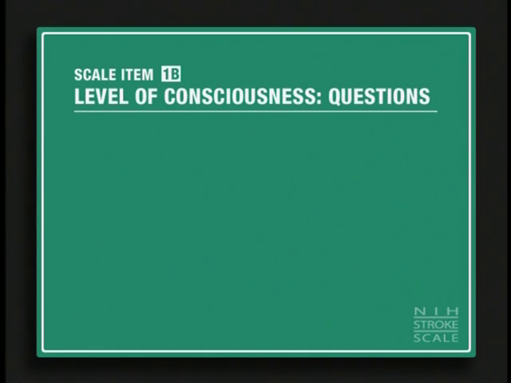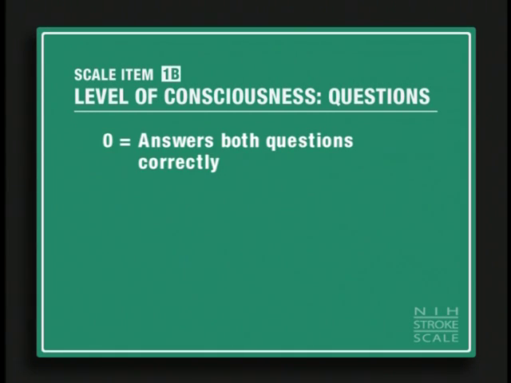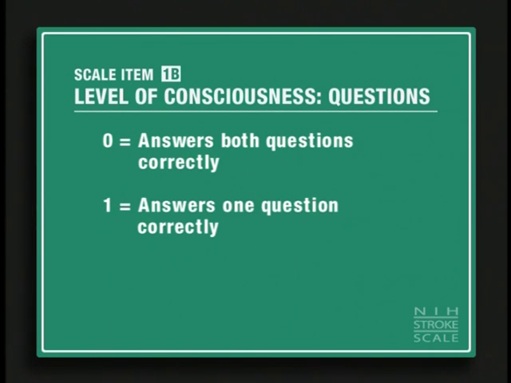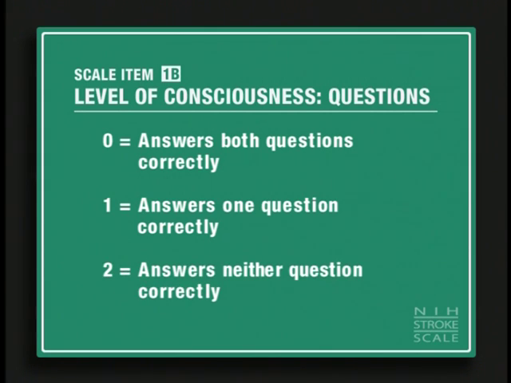Let's look at how this scale item is scored. Score a 0 if both questions are answered correctly. Score a 1 if only one question is answered correctly. By definition, patients unable to communicate because of endotracheal intubation, orotracheal trauma, severe dysarthria from any cause, a language barrier, or any other problem not secondary to aphasia are scored a 1. Score a 2 if neither question is answered correctly.